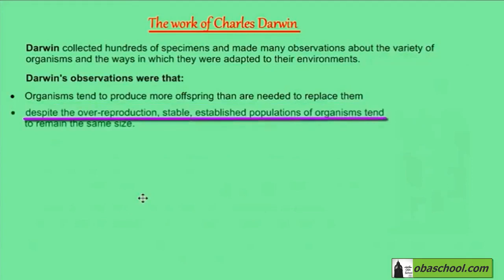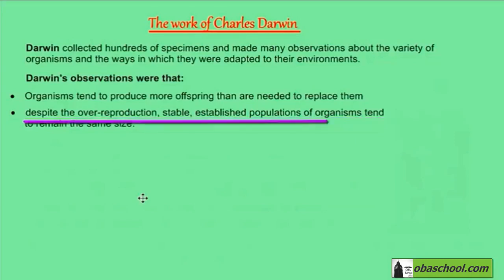Also, he observed that, despite the overproduction, stable, established populations of organisms tend to remain the same size. So even though there's overreproduction, the population size is staying the same. For example, he observed that the sea was not overflowing with salmon, even though it produces 5 million eggs. So the population is remaining as it is in terms of size.